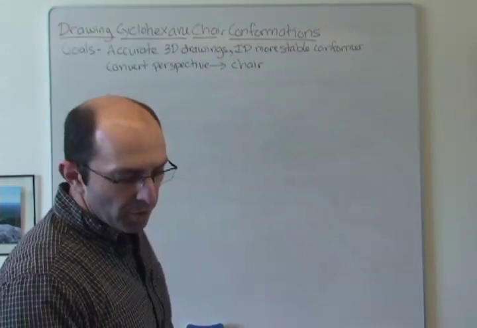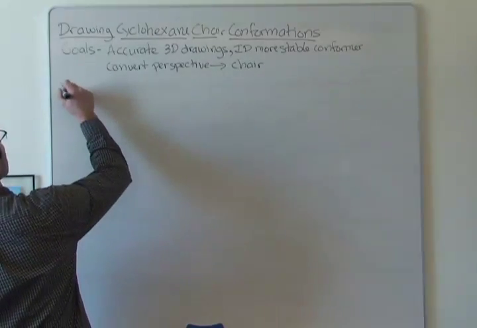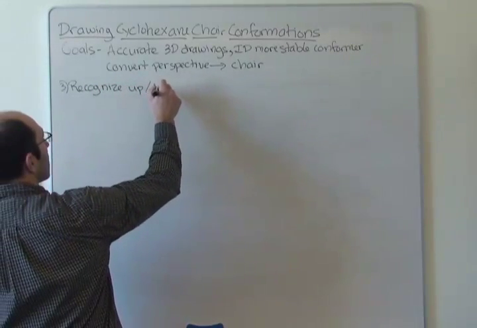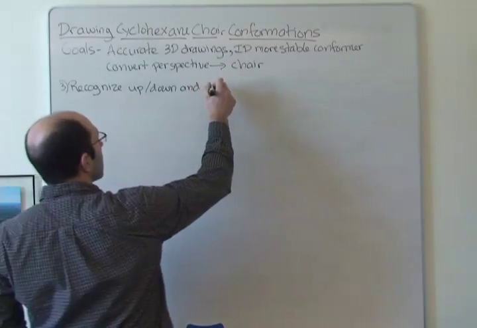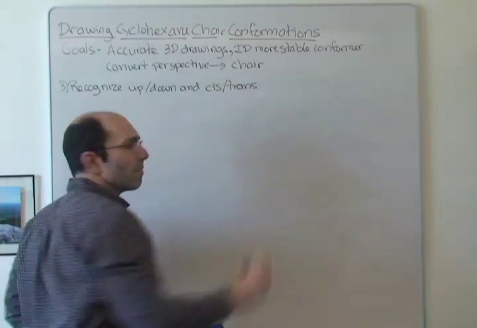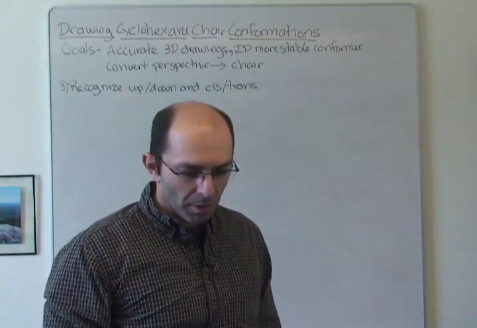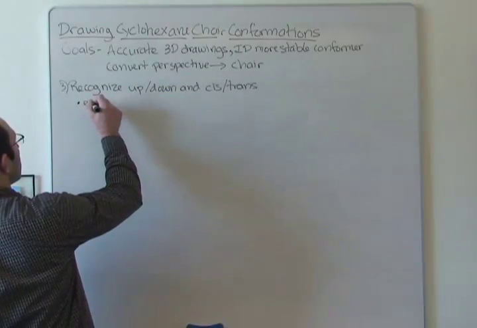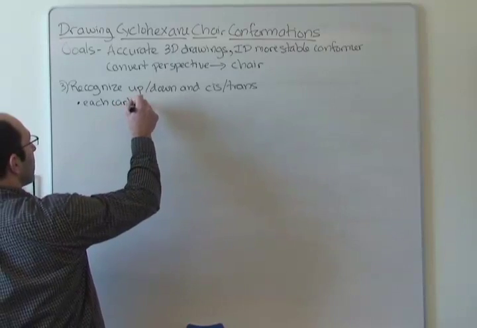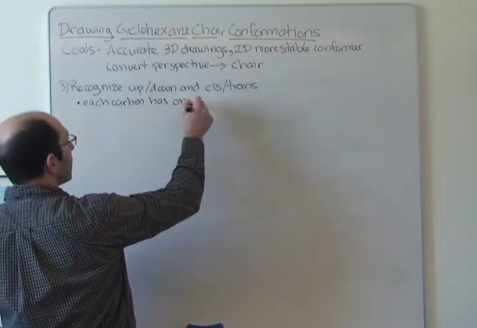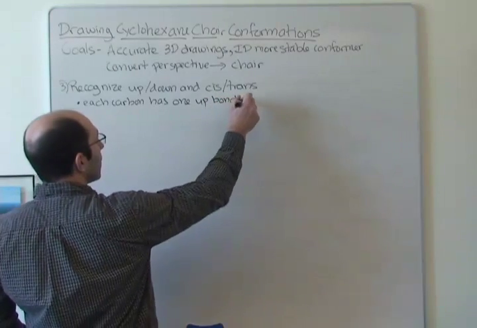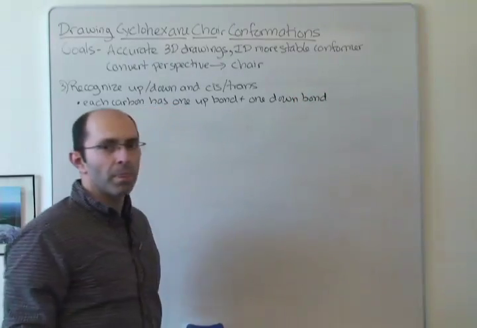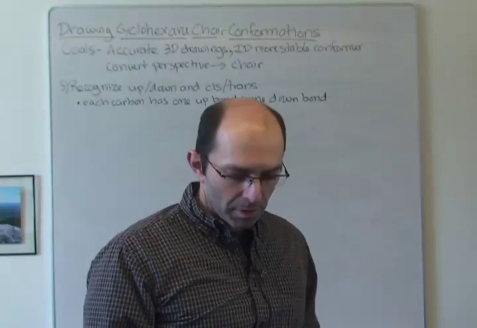Let's try to recognize up and down, cis and trans, because this is related to what you're working on for your homework. The key thing here is that each carbon in the ring has one up bond and one down bond. And we just need to be able to recognize which is up and which is down.